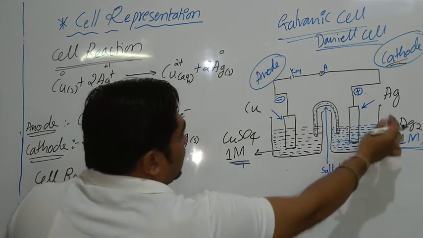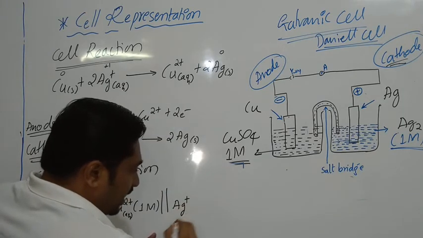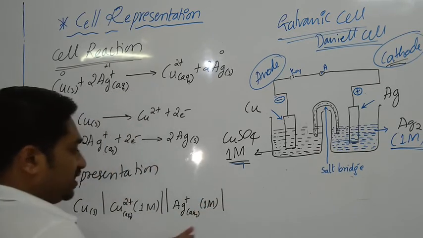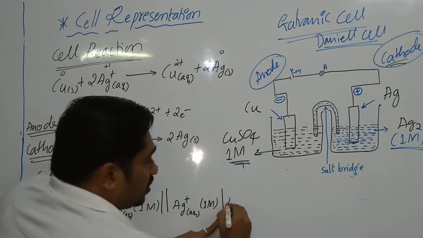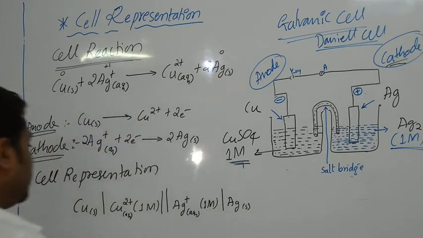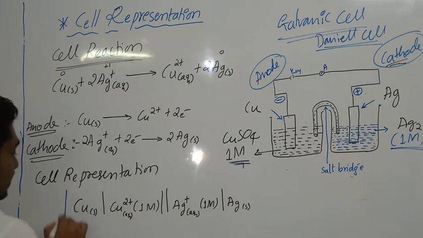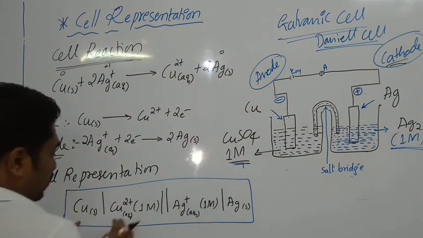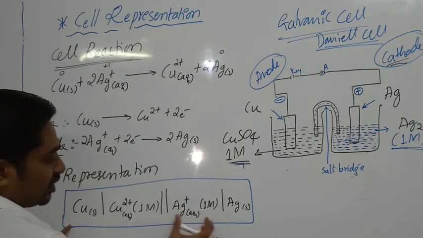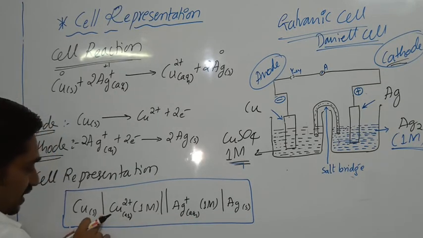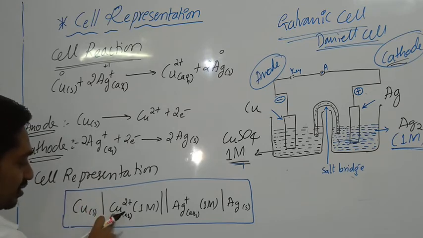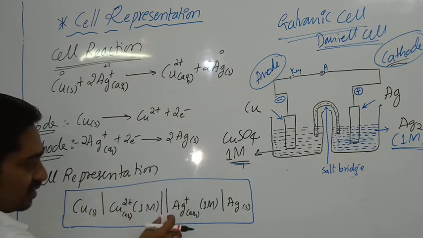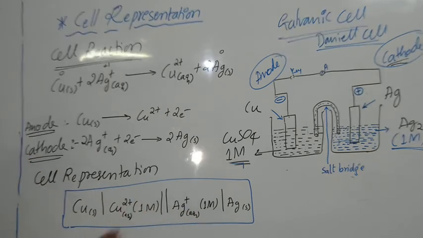Now which electrolyte is here? Silver electrolyte. We take only the ionic form, Ag+ in aqueous form. The concentration of these ions is 1 molar, and this solution is dipped with Ag, silver. So this is the cell representation of the given cell. Here we first write the anodic part, then the cathodic part, and these two parts are separated by a salt bridge. This single line indicates the interface between electrode and electrolyte, and this indicates the separation between the two electrodes, the anode and the cathode.